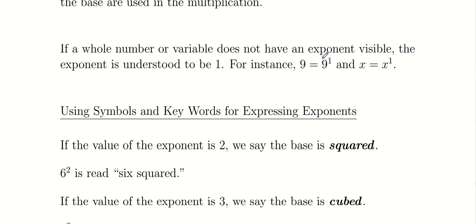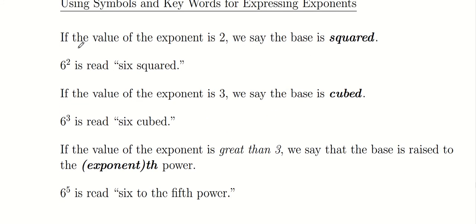If an expression doesn't have a stated exponent, it's always understood to be a 1. So if you have the number 9 by itself, that's 9 to the 1st. Or if it's a variable, if we have x, it's understood to be to the 1st power.